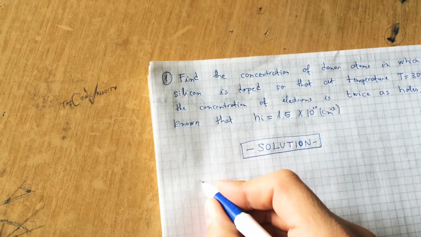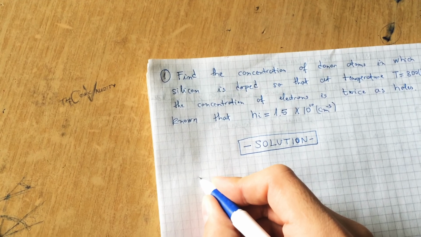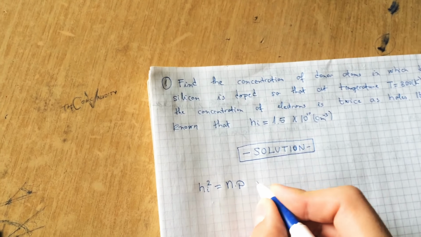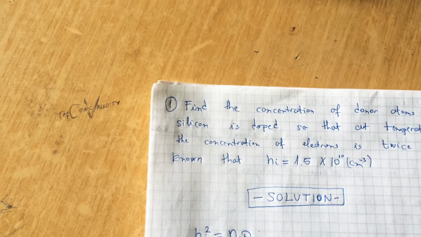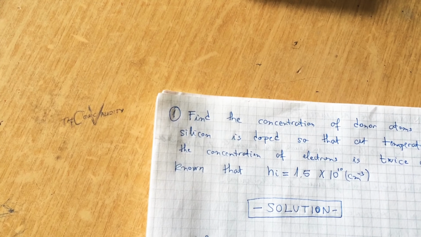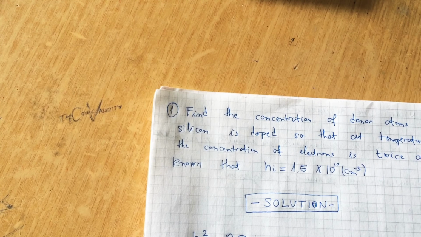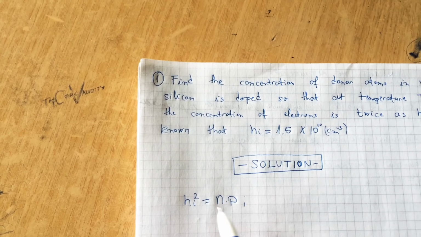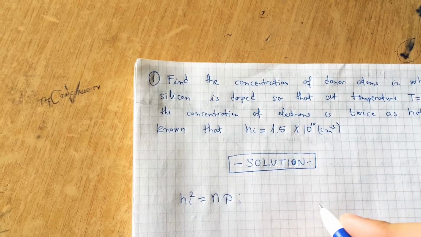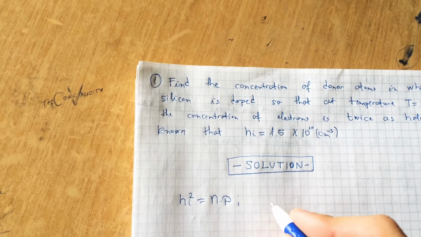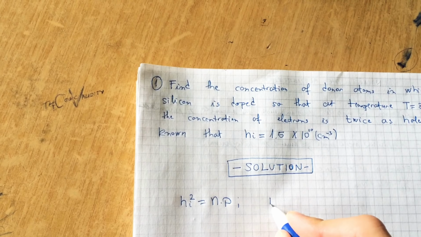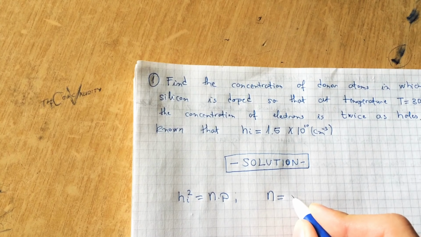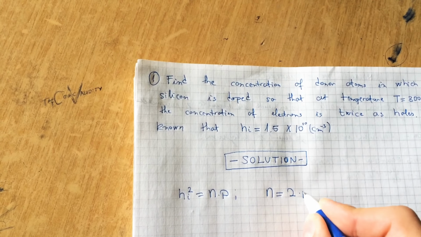First of all, we need the formula about the relationship between electrons and holes, that is Ni squared equals N times P. First, we know that this silicon is not intrinsic. It means that it is already doped. So we use this formula, and from the information we have, we can write that electrons, or N, are twice as holes, so that means N equals 2 times P.